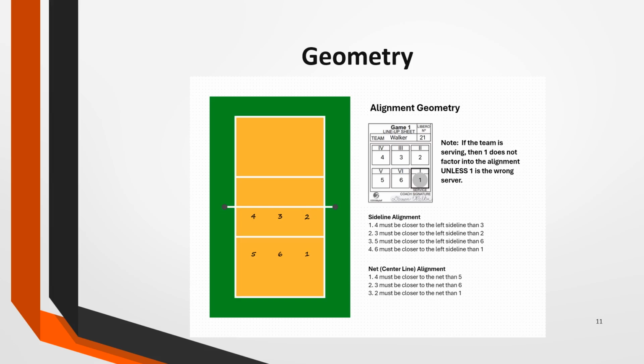The net center line alignment rules are very specific. It only says that our front row player must be closer to the net than their corresponding back row player, meaning that back row players can be closer to the net than front row players if they're not their corresponding player. And we'll get into that as we dive deeper into the presentation.